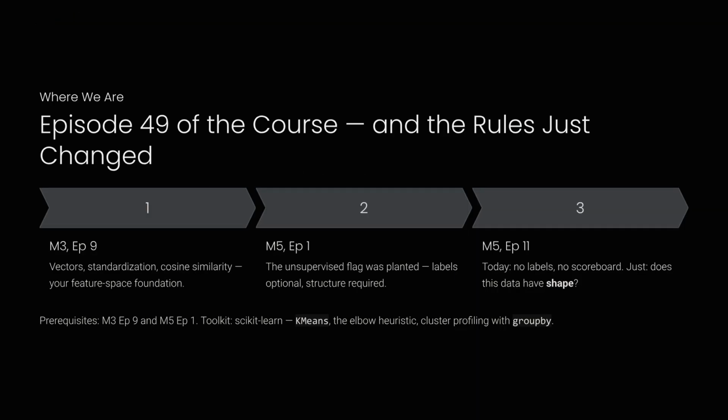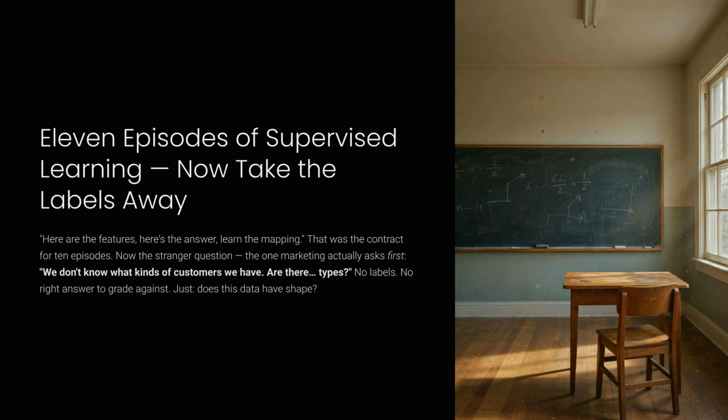We are now at episode 49 of the course. Having built a strong foundation in feature spaces and unsupervised learning, today we move beyond labeled data to ask if the data itself contains distinct shapes or structures. After 11 episodes of supervised learning, where we mapped features to known answers, we now face a different challenge. Marketing doesn't always have labels. They ask if there are natural types within the data. This is our new goal: discovering structure.